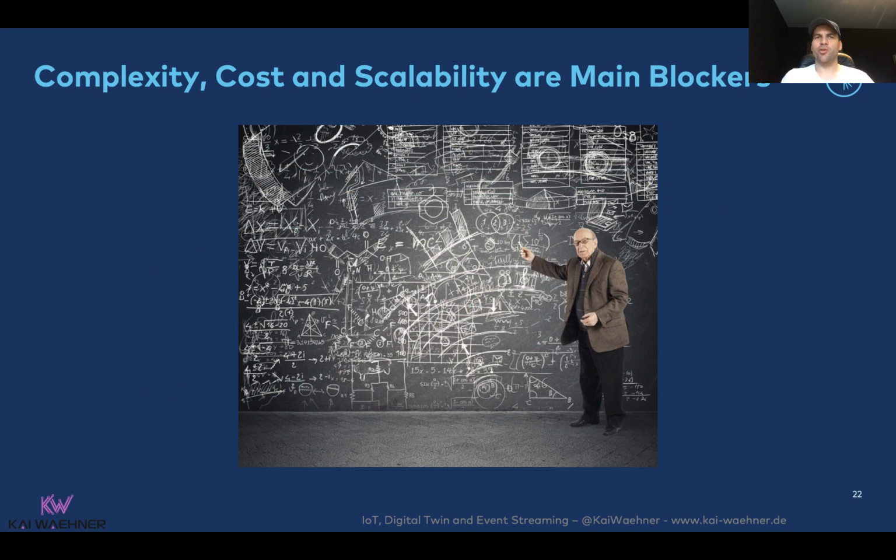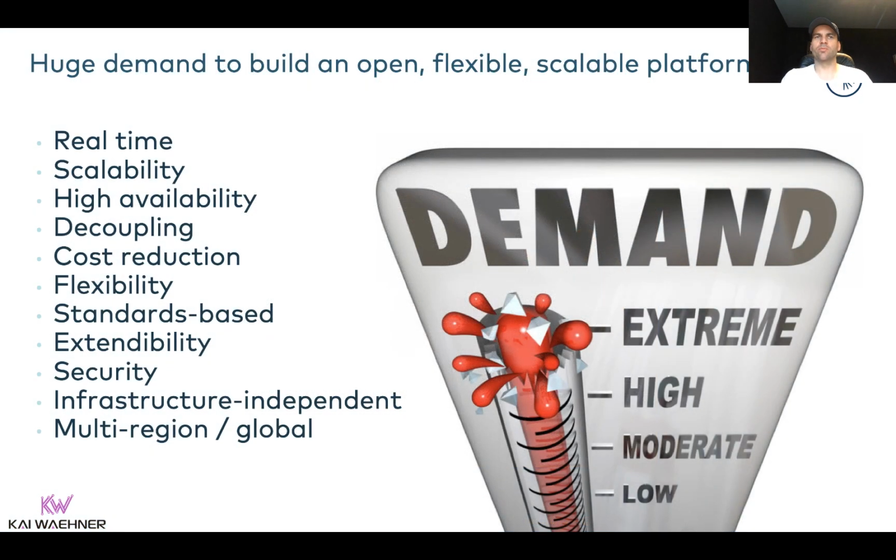So building digital twins for all the use cases we have seen is really complex today. Complex regarding things like scalability and real-time processing, but also regarding cost, because often you need to use proprietary protocols and buy very expensive software with expensive licensing. And that's often the main blocker to building digital twins. And with that, of course, there's a huge demand to build an open and flexible and scalable platform. And that's in the end what this talk is about: how you can leverage open platforms to build such a digital twin infrastructure.